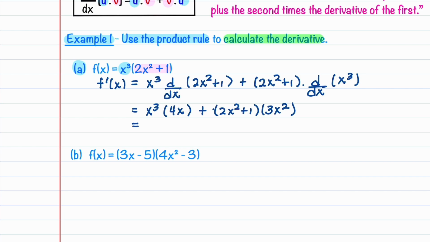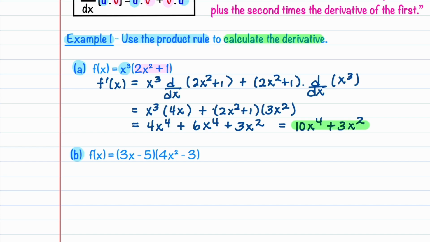Now what we need to do is multiply everything out. This first product is 4x to the fourth, and then our next term gives us a 2 times 3, which is 6, and then x squared times x squared is x to the fourth, and then we just have a 3x squared left. We can combine our x to the fourth terms, and we end up with 10x to the fourth plus 3x squared. And that's our derivative. Let's now look at part B.